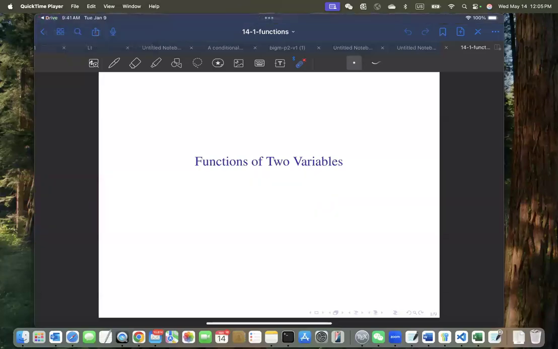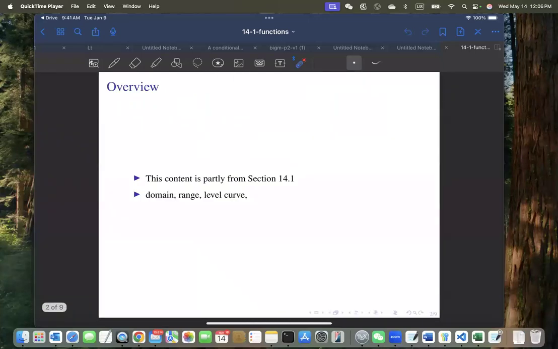Hello, everybody. As the first section of Calculus 4, we're going to talk about functions of two variables. Calculus 4 is the subject to study multivariable functions. Particularly, we will develop the derivatives and integrals for more than two or three variables. And here we will mention a few concepts: domain, range, and level curve related to a function with multiple variables.